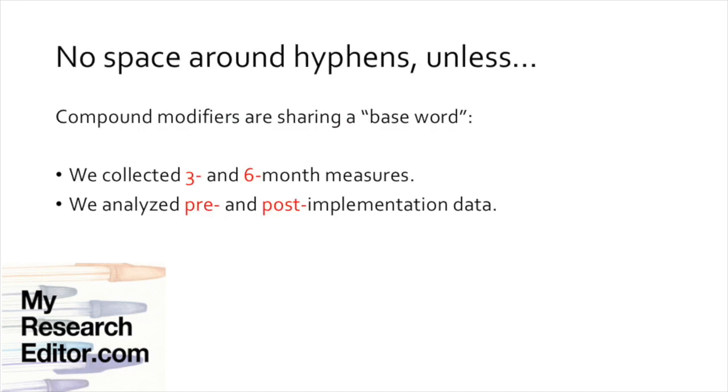Also note that there is no space between the hyphenated words unless you are using multiple compound modifiers with the same base word. For example, 3- and 6-month measures would be 3 hyphen space and 6 hyphen no space month. Pre- and post-implementation data would be pre hyphen space and post hyphen no space implementation data.